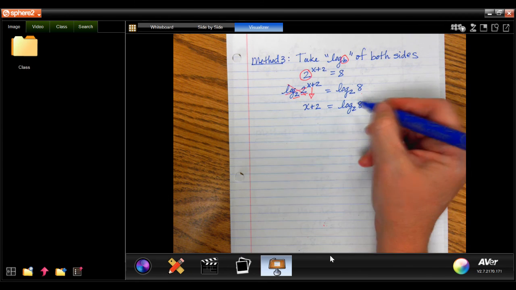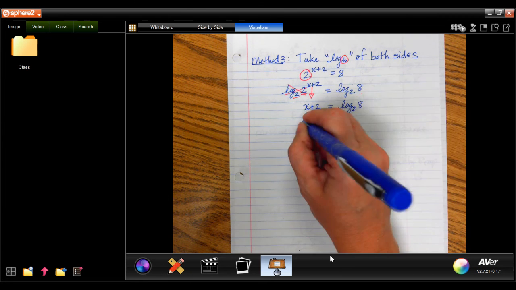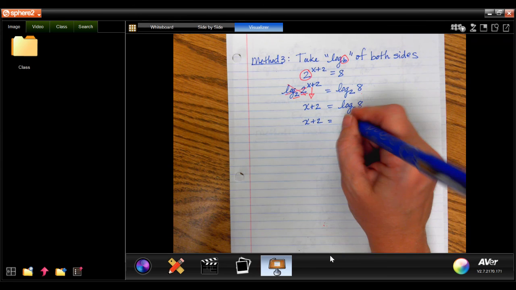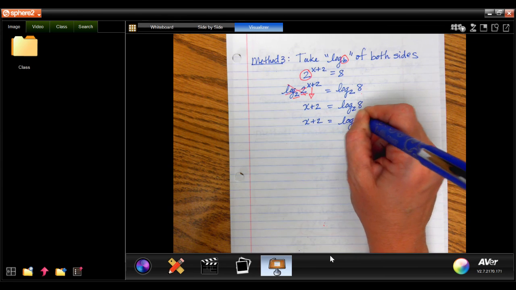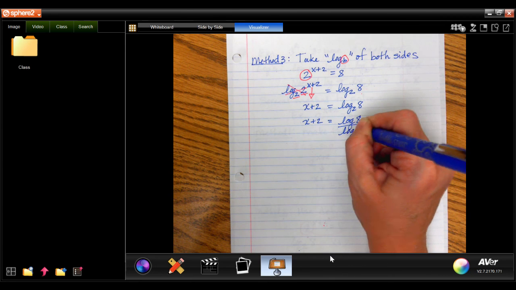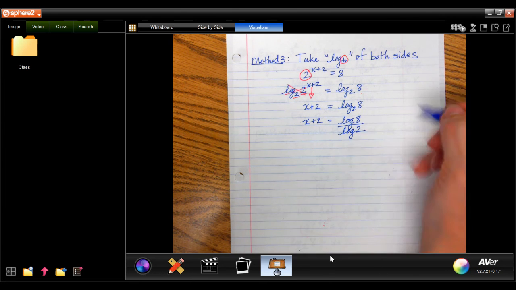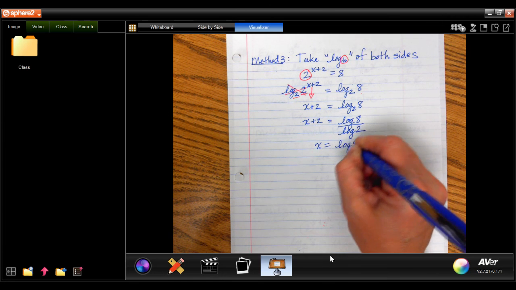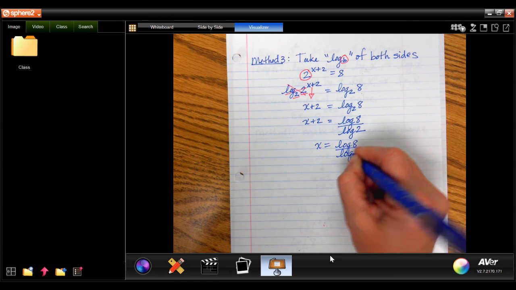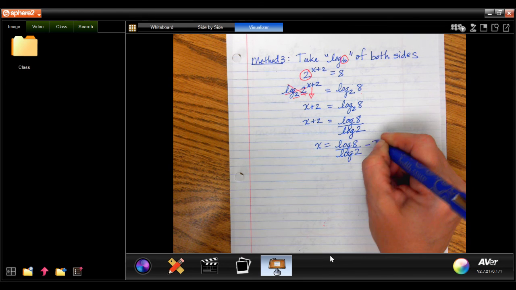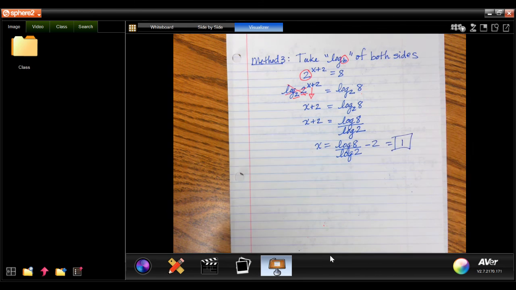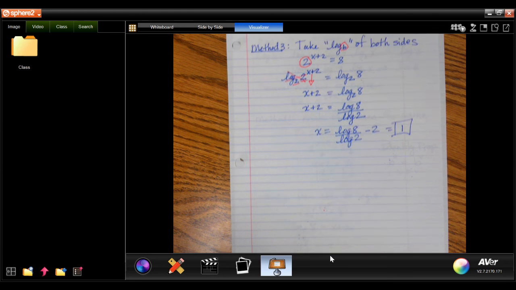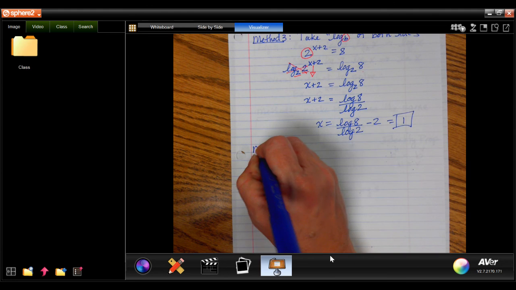Now, we can split that depending on your calculator. If you have a calculator that allows you to put in whatever base you want, then you have it done. But I have log 8 over log 2, and the bases are 10, subtract 2, and again, we're back to what the previous method had, and then this ends up being 1. So exactly like before.